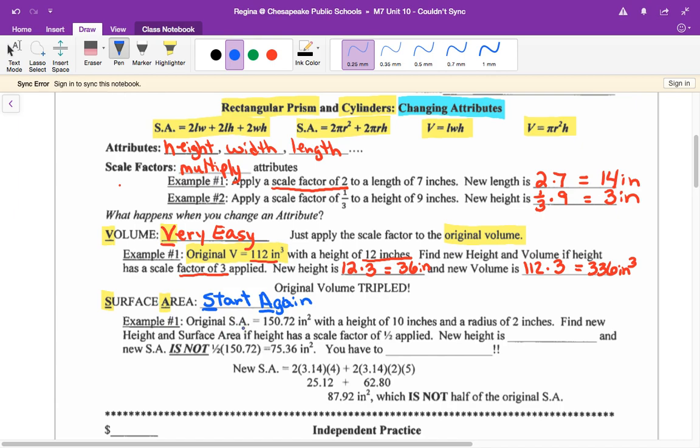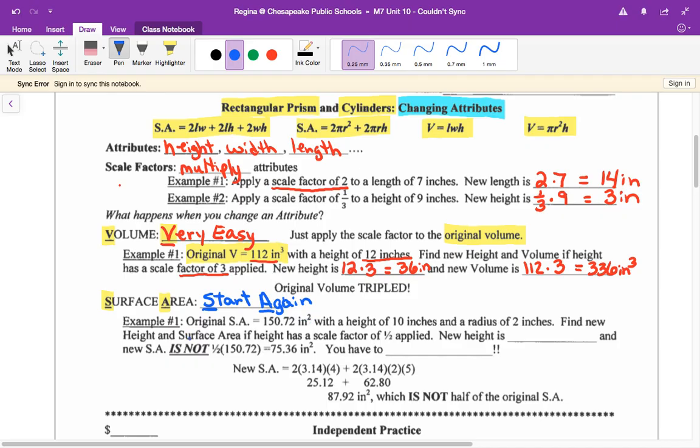The original surface area is 150.72 inches squared with a height of 10 inches and a radius of 2. They've already got the answer. We have a height of 10, we have a radius of 2. They've already plugged it into the formula for us, and we got the original 150.72. Now remember, this is surface area. That's why we have that little 2 squared.